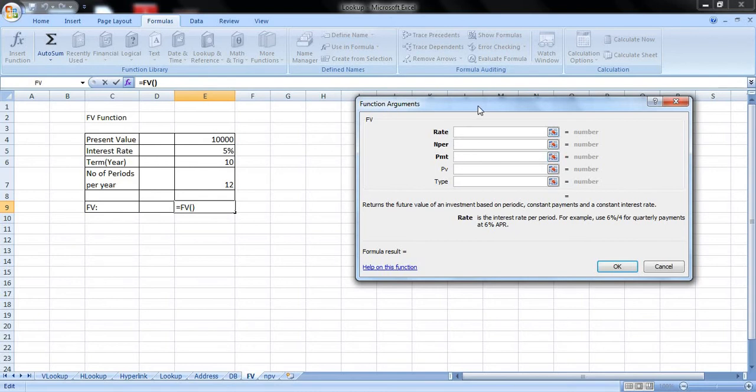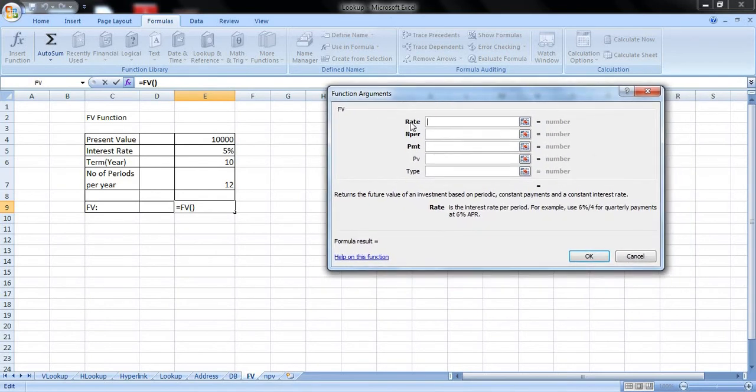Let me select now the interest rate. The first argument we have is the rate of interest. The rate of interest is this one. Now regarding the rate of interest, one thing you will have to understand is your payment method. Whether the interest rate of 5% is every month, as the number of terms you have is 12, or whether the 5% interest rate is for the whole year. If it is for the whole year, then you will have to divide it by 12, which means 5% interest is for the whole year.